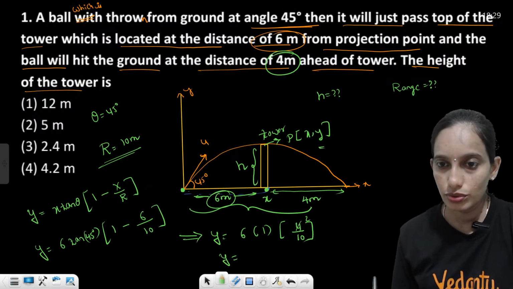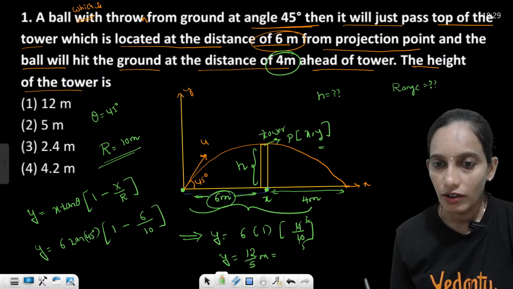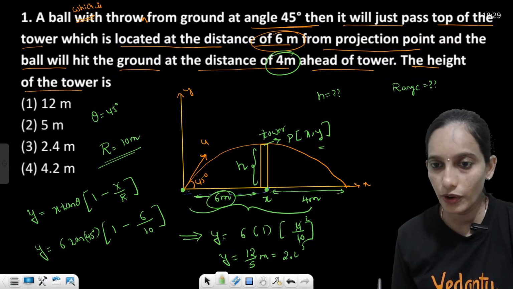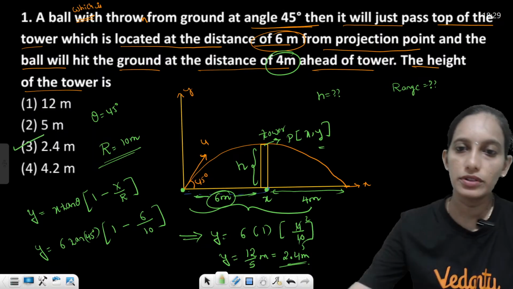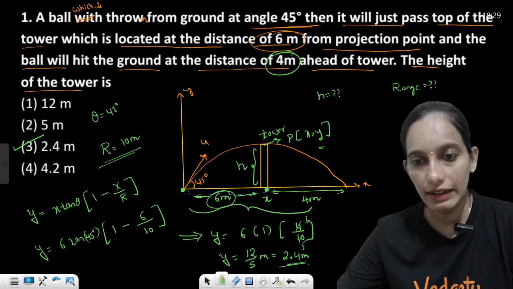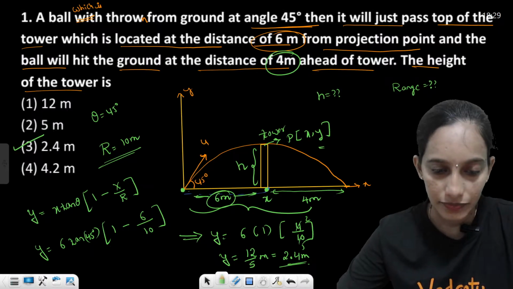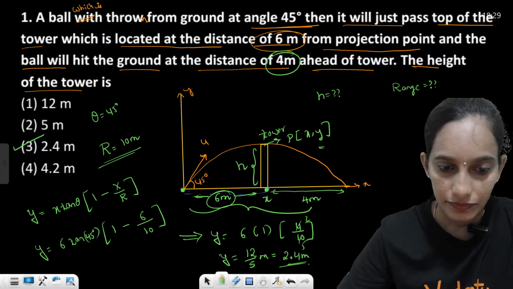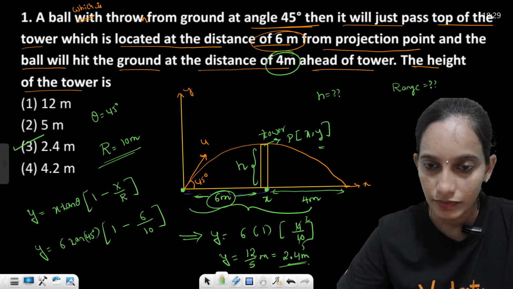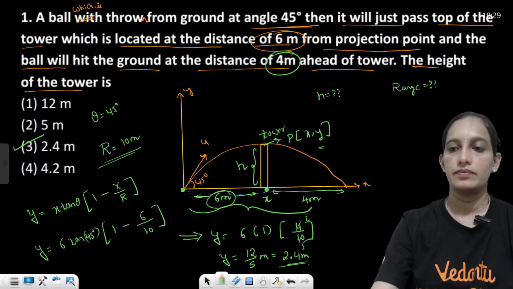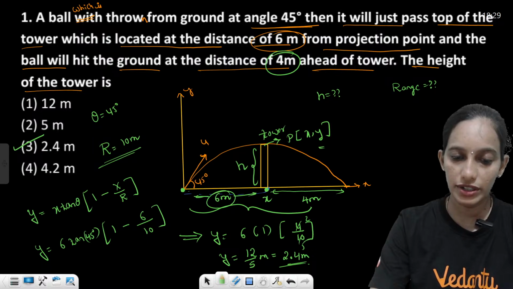So this is like 2 2s and 2 5s. So 12 by 5 meters agutte, or this is like 2.4 meters agutte. Okay, so that is option 3 is going to be the correct answer. Okay, hope all of you got it. Anyone? Any doubts? Shall we move ahead to the next question?